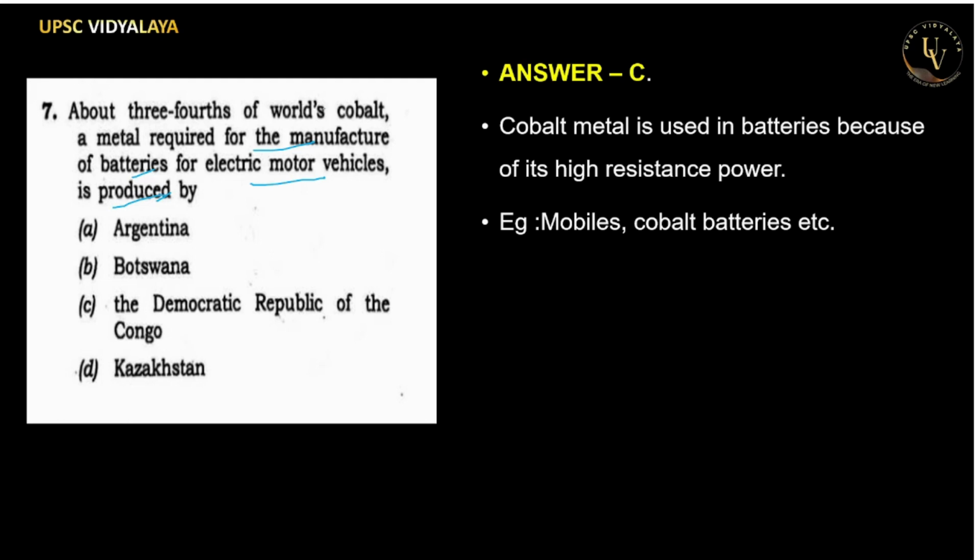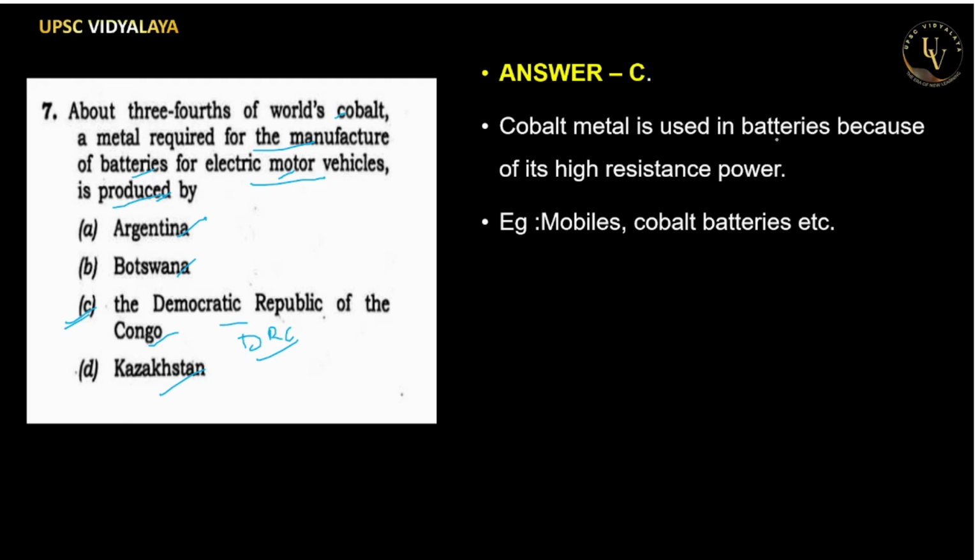Okay. So three-fourths of the world's cobalt, the metal required for manufacture of batteries for electric motor vehicles, is produced by Argentina, Botswana, the Democratic Republic of Congo, and Kazakhstan. The answer for this question is DRC, the Democratic Republic of the Congo. DRC is constantly in the news for all the wrong reasons. There is a violation of child rights in DRC. There is also another question related to DRC with respect to the Congo River. Okay, the answer for this question is C.